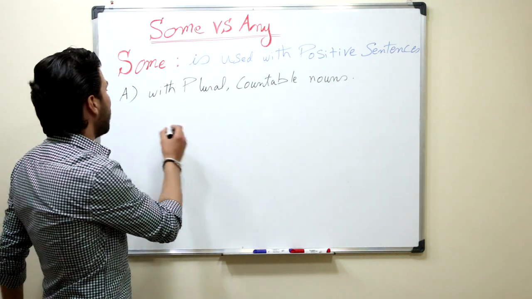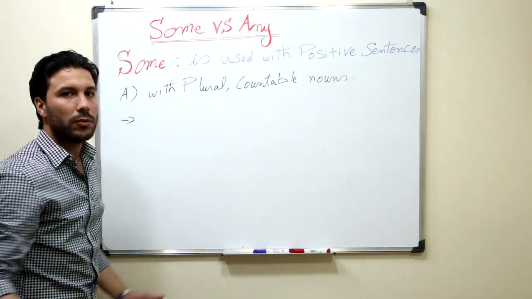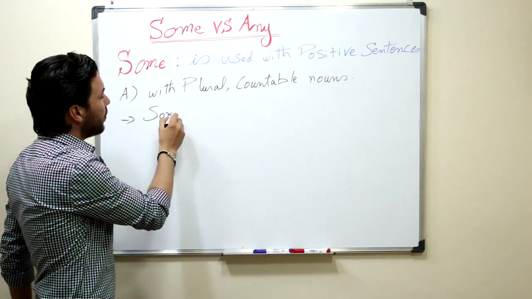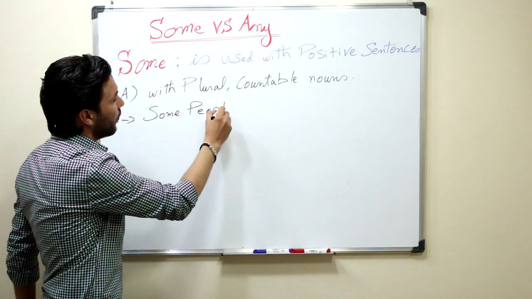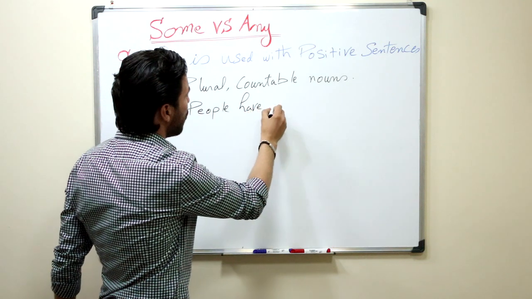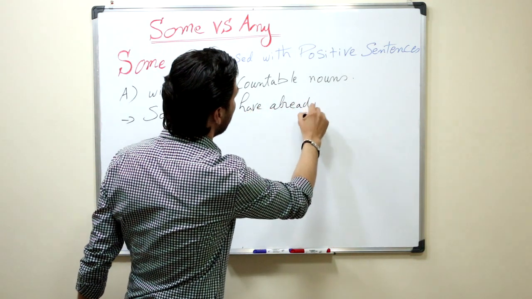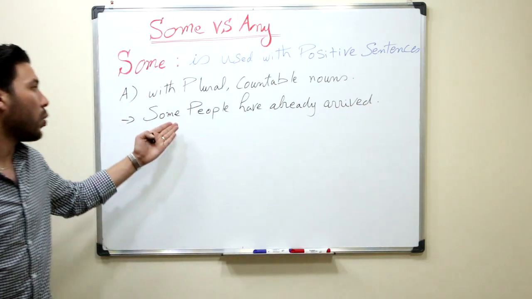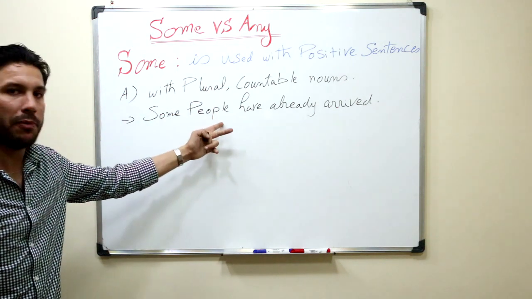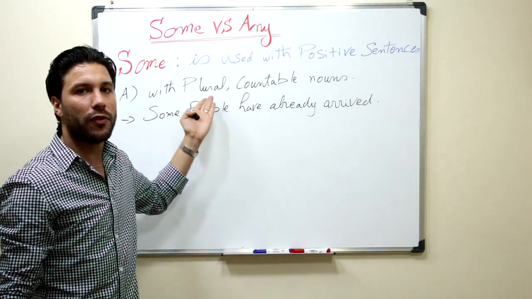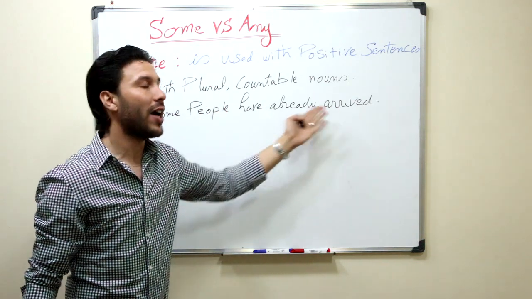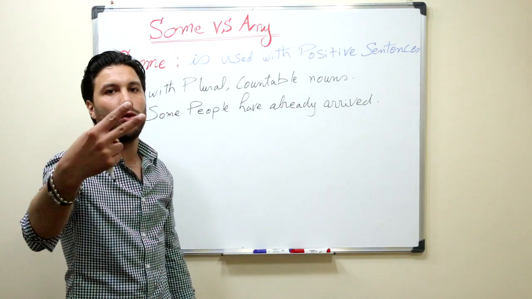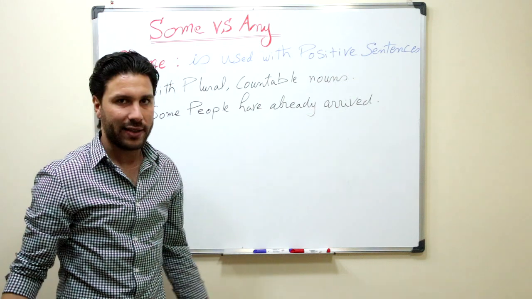Let us give an example. For example, some people have already arrived. So here we have some. Why? Because we have plural people, so that is plural of a person. Some people have already arrived, and when you see people, it is a countable noun. 1 person, 2 people, 5 people, and so on. Good.